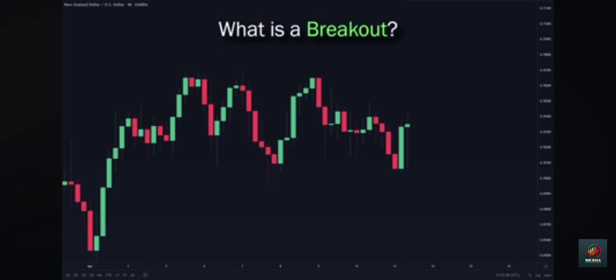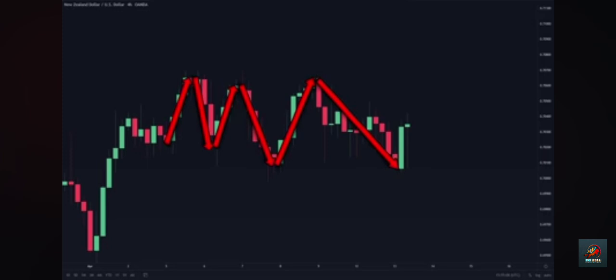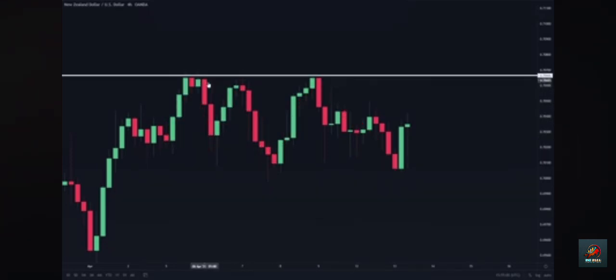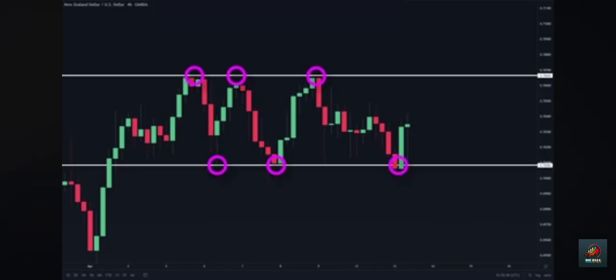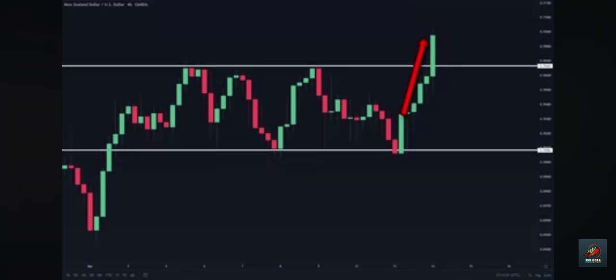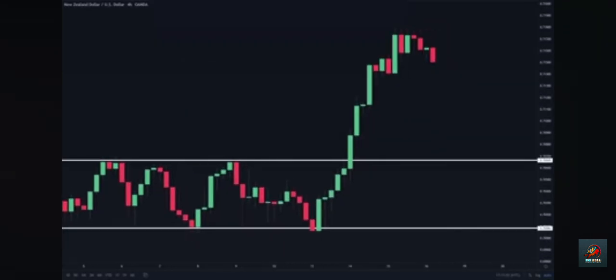Let me show you an example. So in this chart, we can see that the price is moving within a range. And so we can place a level of resistance above and a level of support below here, as price rejected it multiple times. Now notice, as soon as the price broke out of the key level, the market started trending, and this would have been a good buy entry.